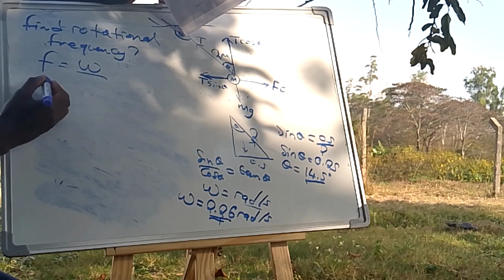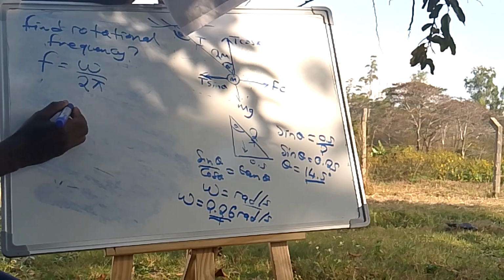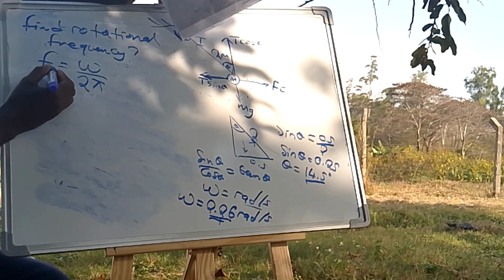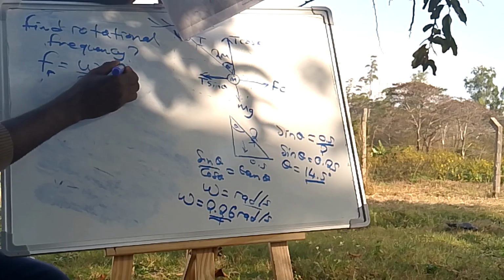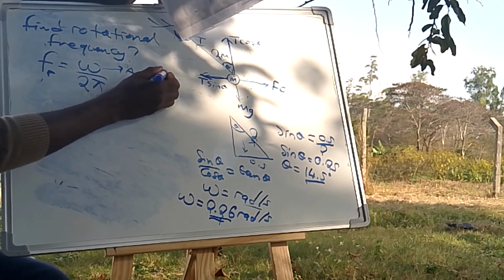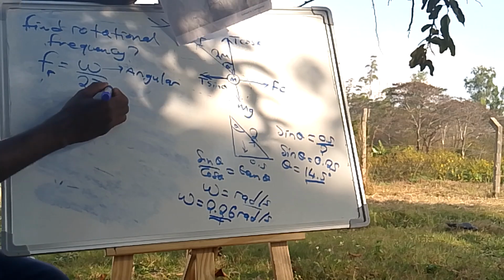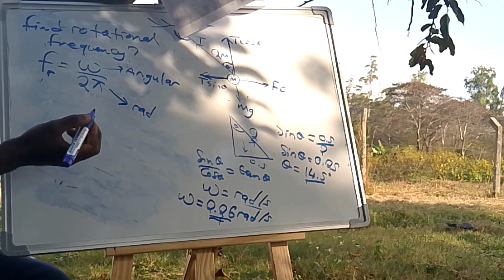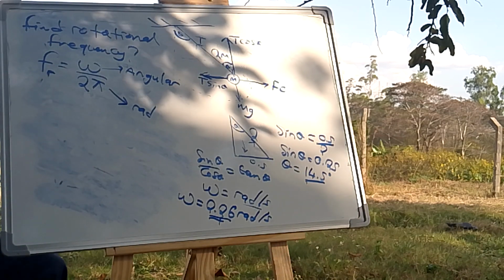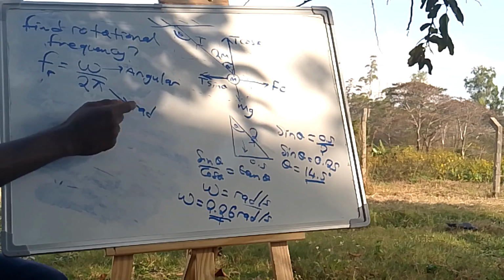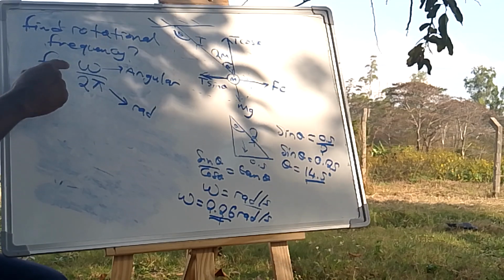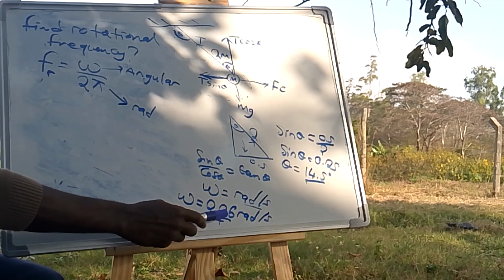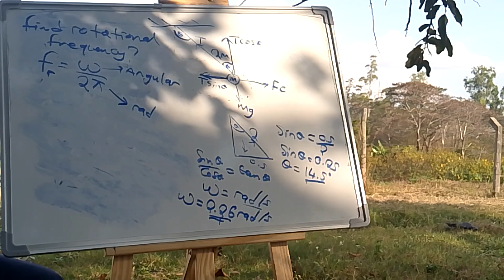angular speed divided by 2 pi. Always remember, rotational frequency is given by angular speed. Make sure that your speed has units rad per second, and then this is the rad. 2 pi means 360 degrees, so this is the distance or angle, in rad. So rotational frequency Fr equals angular speed over 2 pi. The same angular speed that you found, you are going to divide it by 2 pi.